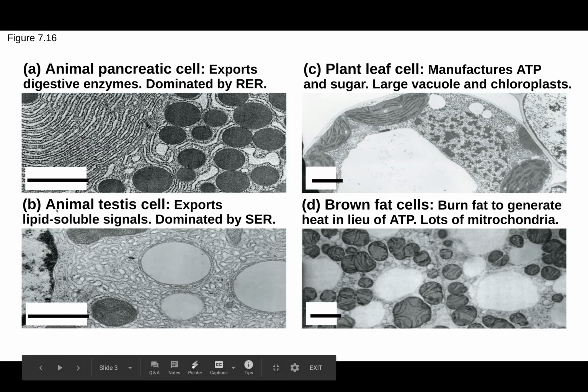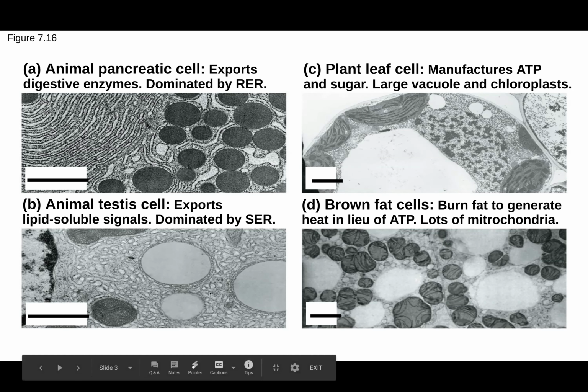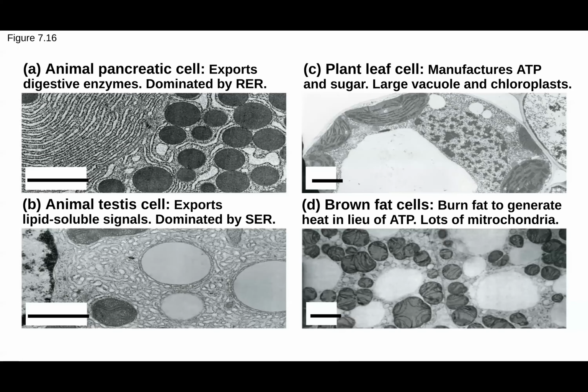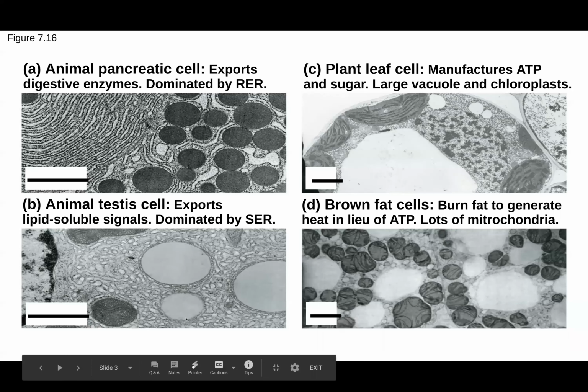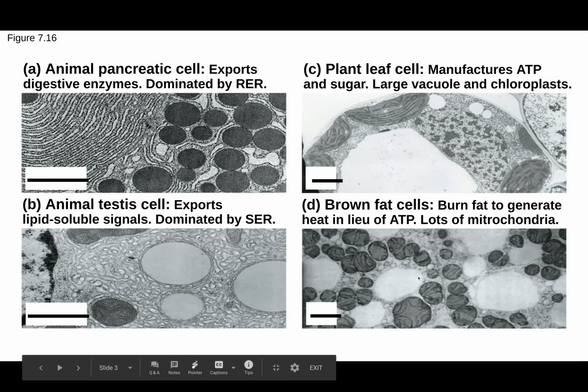Inside the animal testicles, they have lots of smooth endoplasmic reticulum, because one of the main components that testicles produce are lipid-soluble signals, or just fats, including hormones and steroids. And so you have lots of smooth endoplasmic reticulum because that's the site of fat and lipid synthesis. And then finally, we have what are called brown fat cells.